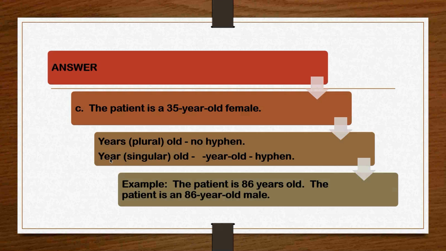So if you say the patient is 86 years old, for example, down at the bottom here, no hyphen, because there's nothing following. The patient is an 86-year-old male. Of course you would hyphenate that because it's describing male. If it was dictated like 35 years old female, you would just drop the S and add the hyphen. Does that make sense to everybody? Okay, good.